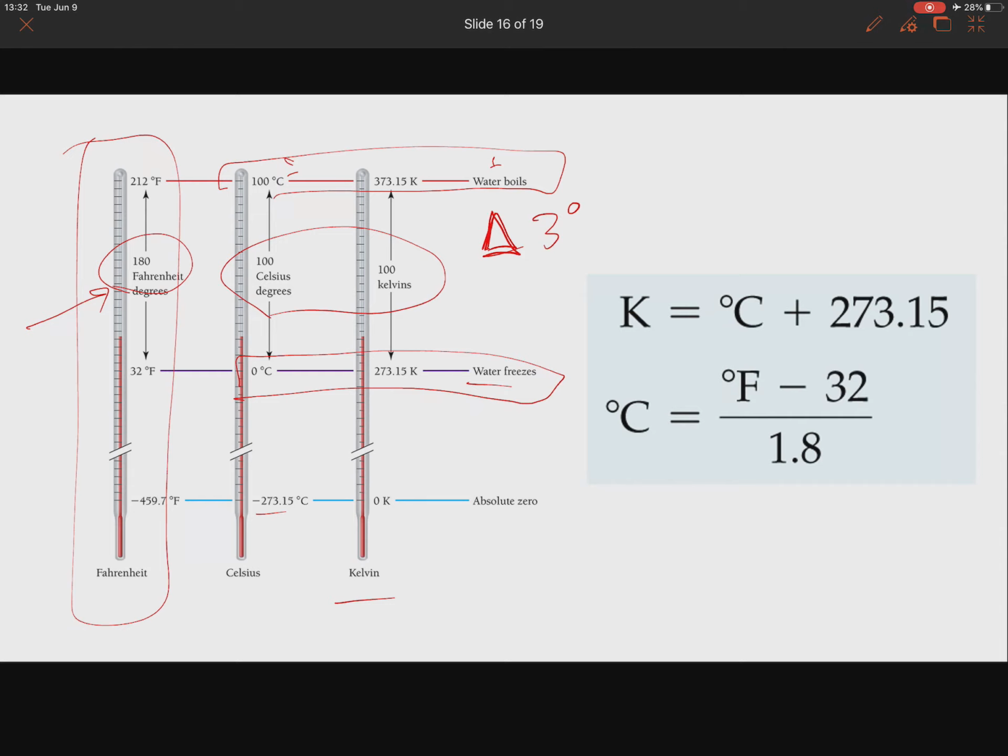Now to go from Celsius into Kelvin, we need to take Celsius plus 273.15. That'll give us Kelvin. Kelvin back to Celsius is just going to be minus 273.15. Now for Fahrenheit, Celsius is Fahrenheit minus 32 over 1.8, and Fahrenheit is going to be 1.8 times Celsius plus 32.